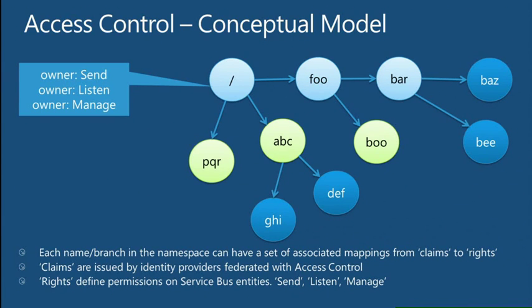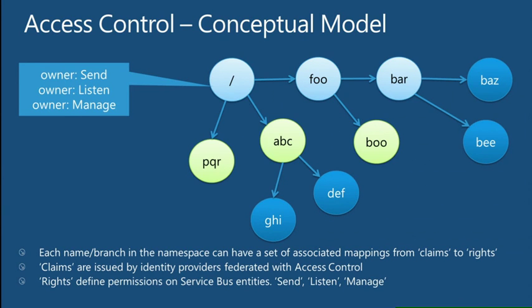And now you can use that hierarchy to effectively secure the site. So you can assign rules to all these nodes. And we have some very simple rules here. We have 3 rights: send, listen, and manage. Send allows you to send data. Listen allows you to get data, to receive data from a queue, or to listen onto a name on the relay. And manage allows you to create an entity, to create a queue, create a topic, create a subscription, etc. Those are the rights.